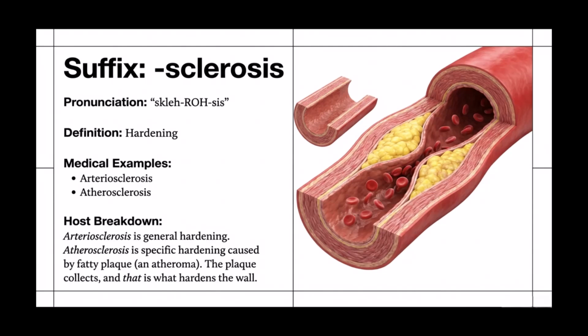Sclerosis. Sclerosis is the general hardening of arteries. But then there's atherosclerosis. Right. Athero means fatty plaque. So atherosclerosis is hardening caused specifically by the buildup of that plaque. It tells you the why of the hardening.